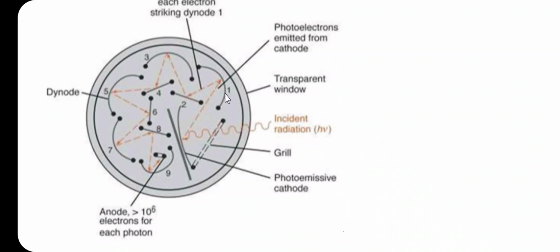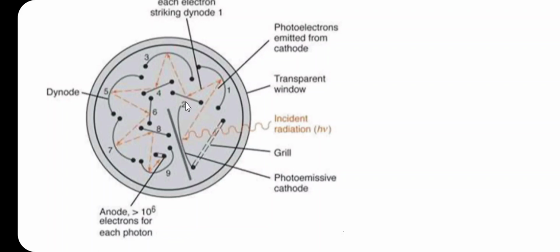The first diode is at 75 to 100 volts more positive than the cathode. When the electrons strike the inner side of the diode surface, there is an emission of 2 to 5 electrons. These secondary electrons in turn are accelerated toward diode 2, which is at 75 to 100 volts more positive than diode 1.